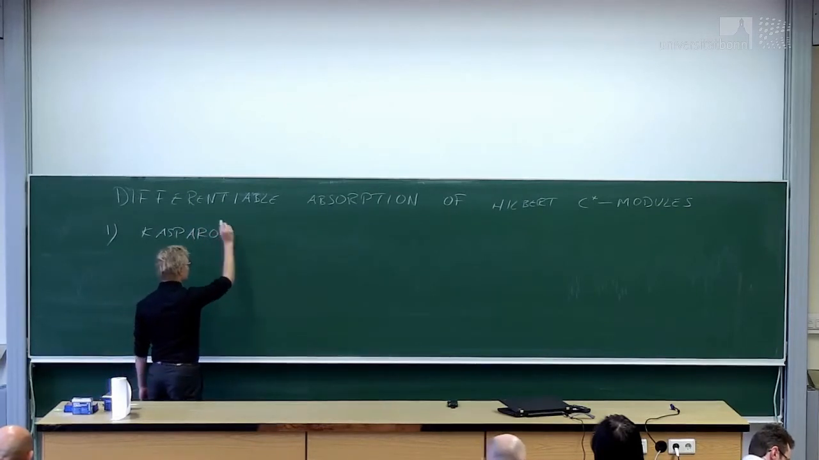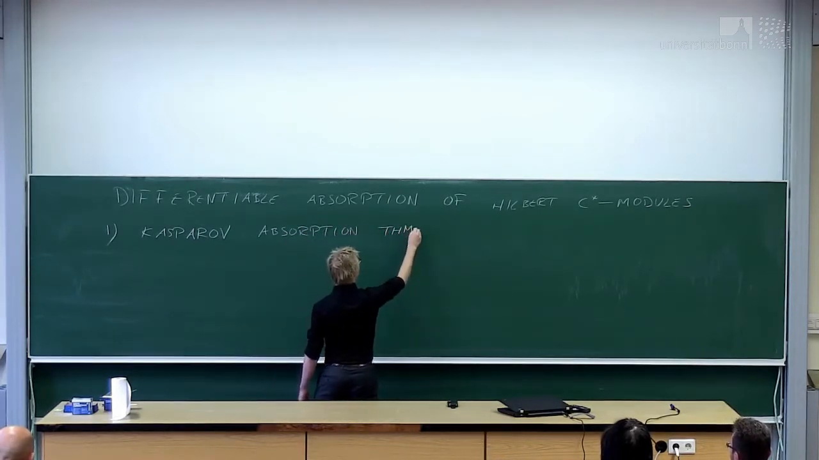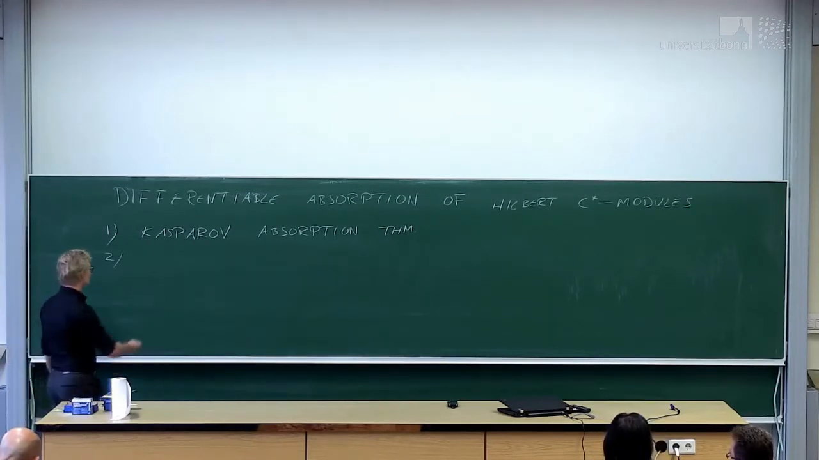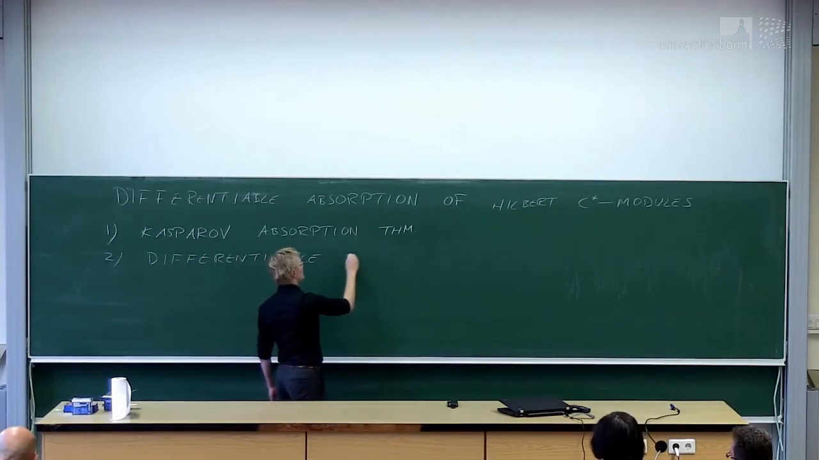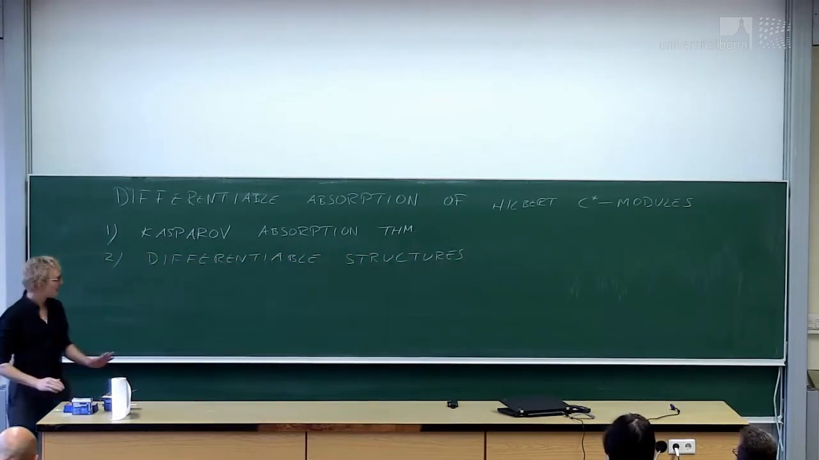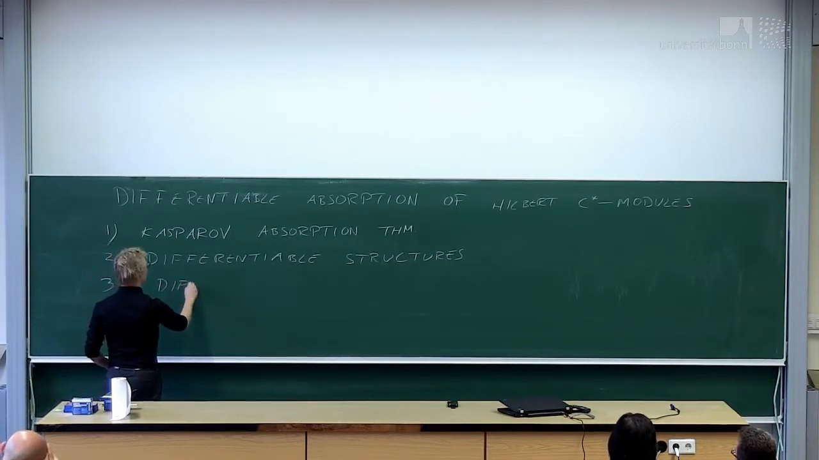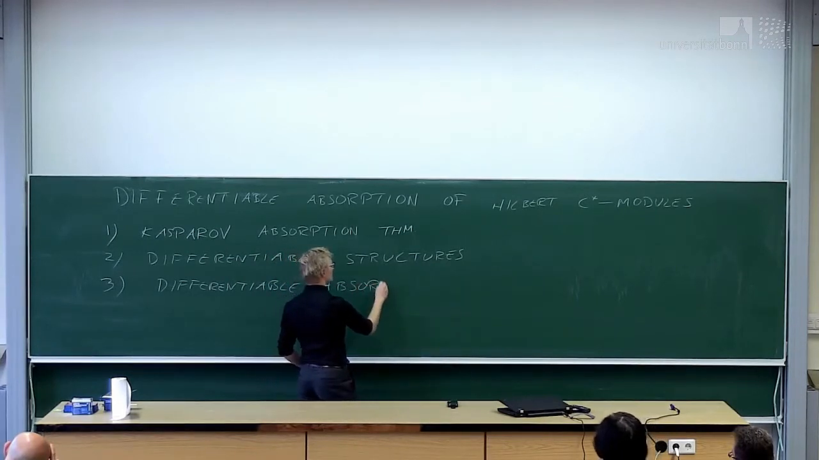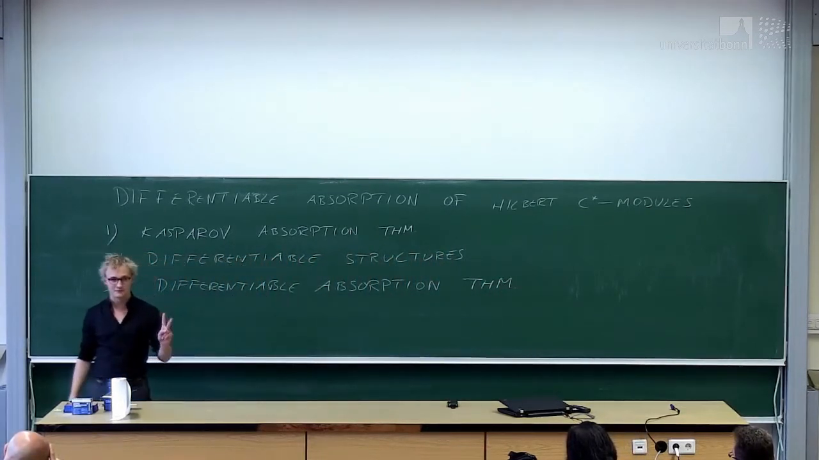First I will remind you of the statement of the Kasparov absorption theorem. Then I will tell you which kind of differentiable structure I will put on the C star algebra and on the module. Then with these preliminaries, I will be able to tell you the exact statement of the differentiable absorption theorem. And then the rest of the talk will be devoted to two applications of this result.